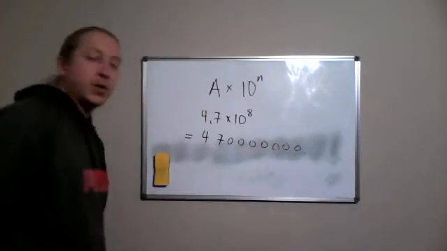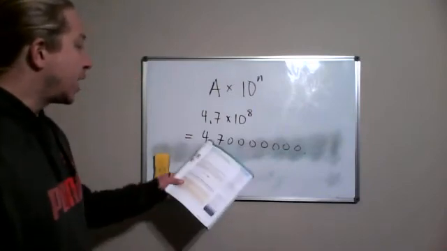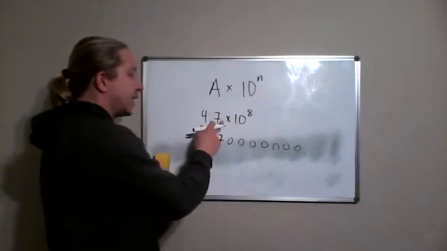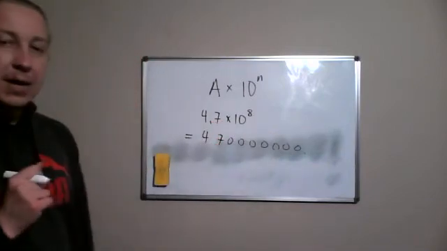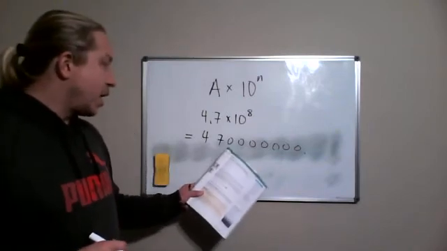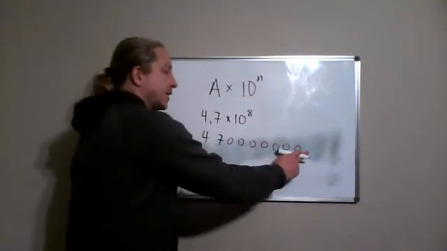If you want to do this in a test, use a pencil. You can leave the pencil marks there. So now this is written in decimal notation. This is scientific notation, that's decimal notation. Right, now let's go backwards. How do we go from this number to scientific notation? Well, we do exactly the same thing.